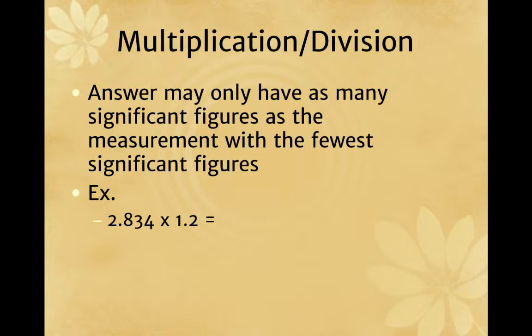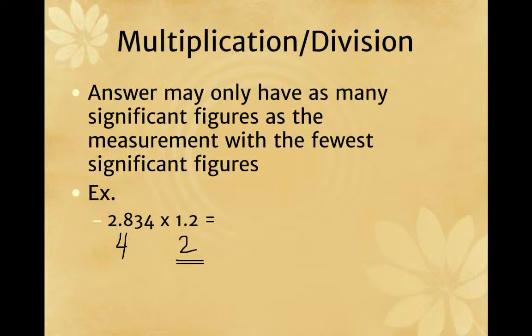Multiplication and division gives me a little different rule. I can only have as many significant figures as the measurement with the fewest significant figures. So what that means is I'm going to count the total significant figures in my numbers, and I'm going to use the least number. So this first number here has 4 significant digits. 1.2 has 2 significant figures.